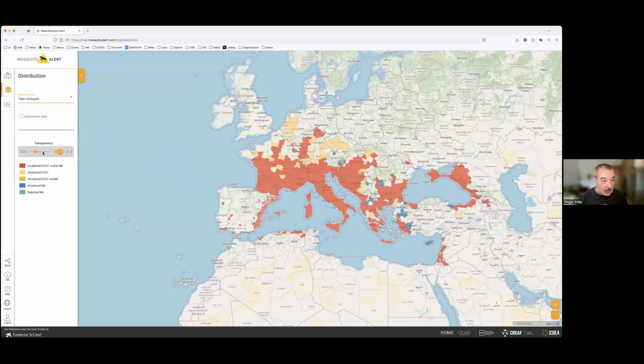This is combined, and you can adjust transparency just for graphical purposes. In red, it's an established category for ECDC and also for Mosquito Alert, but you have also an introduced category by ECDC maps. This is this kind of color. Then in another, a bit darker color, you have the introduced category by ECDC and also by Mosquito Alert. So we have our own criteria just to determine introduction or not. And then introduced or reported from Mosquito Alert.